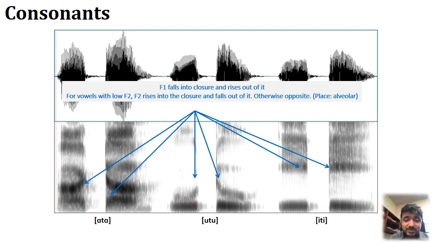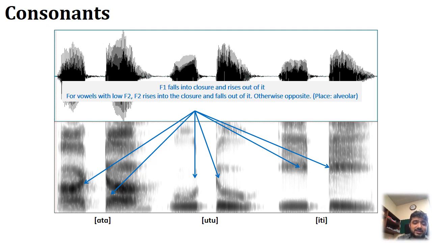Again, you can read it. F1 falls into the closure and rises out of it. For vowels with low F2, F2 rises into the closure and falls out of it. Otherwise, opposite. Again, this could easily be confused with the dental. So that's always there.